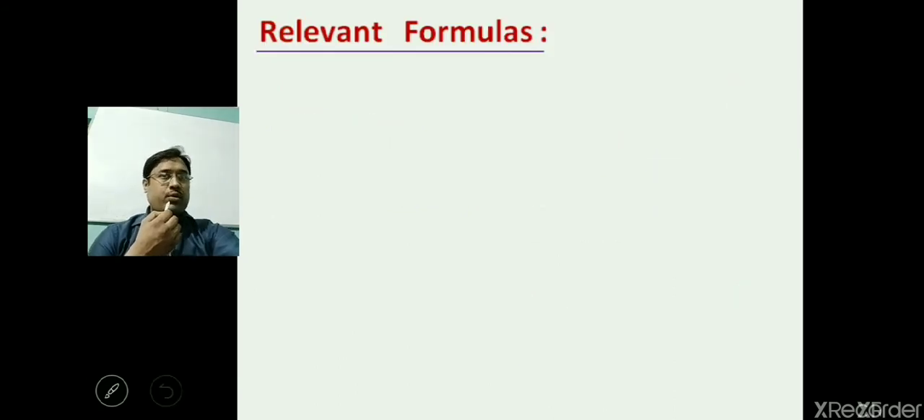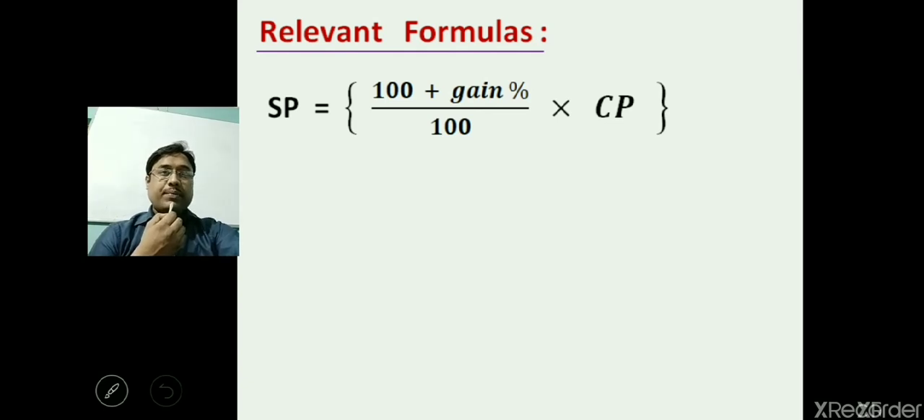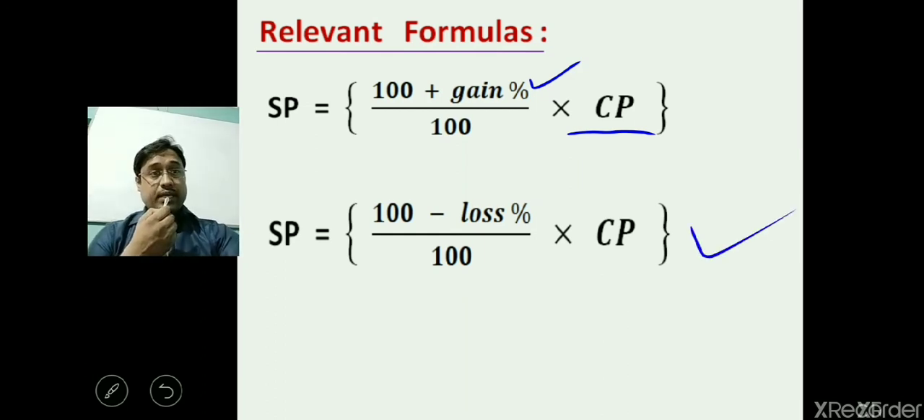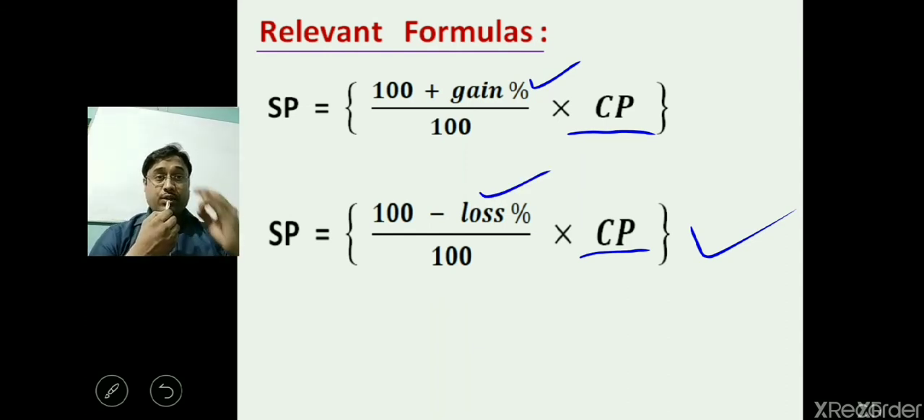Now some more relevant formulas I have given over here that you should learn. SP equals 100 plus gain percent by 100 into CP. And similarly in the case of loss, when finding the SP. You use these formulas when you know the cost price of the article and the gain percent, then you can use the first formula to find the selling price. In the second formula, when you know the cost price and the loss percent, then you can use it to find the selling price.